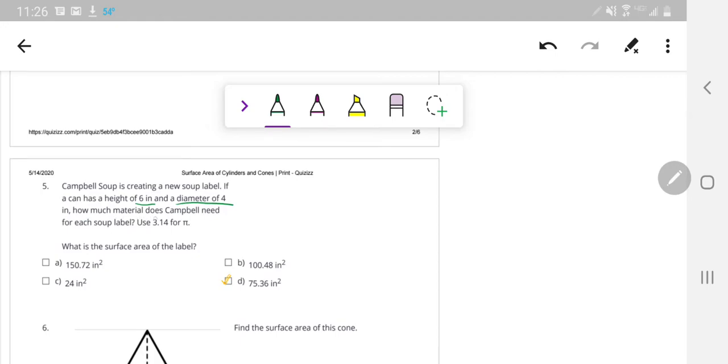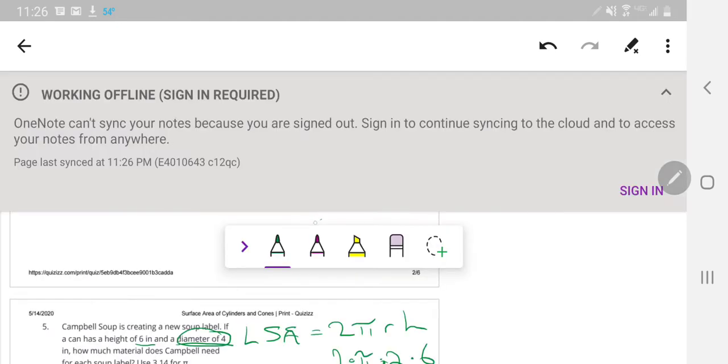And how much material does Campbell need for each soup label? That's assuming the soup label covers the whole lateral area there. So there's another lateral surface area, and that's going to be 2 pi r h. And we have the diameter is 4, so that means my radius is 2, and my height is going to be 6.